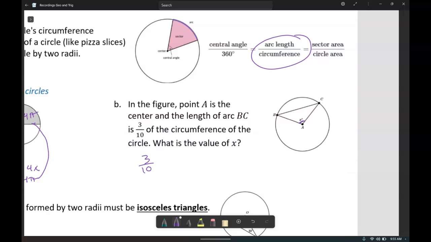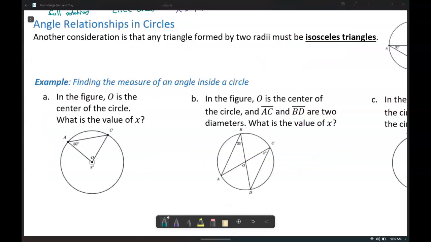So if the arc length that is formed is 3/10 of the circle, then this angle is 3/10 of a rotation. So we set up our proportional relationship, and then we can go ahead and solve. We multiply both sides of our equation by 360. We get 360 times 3/10 equals x, which means that x equals 108 degrees. We finish up with some more angle relationships within our circles.